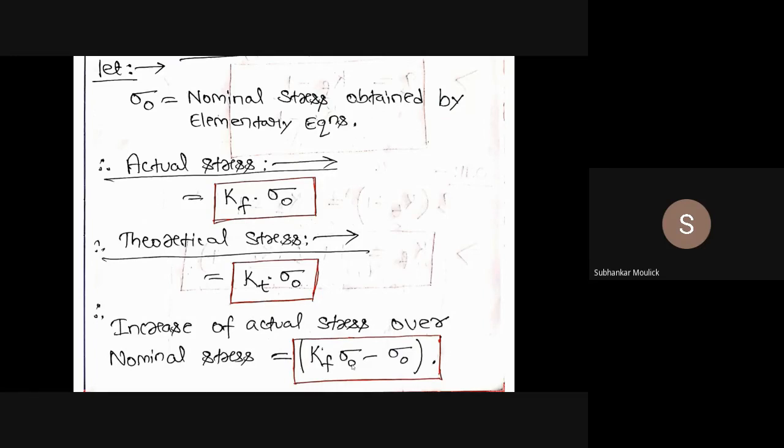Increase in the stress will be actual stress minus the nominal stress. Actual stress is Kf sigma naught minus sigma naught. Is it clear?